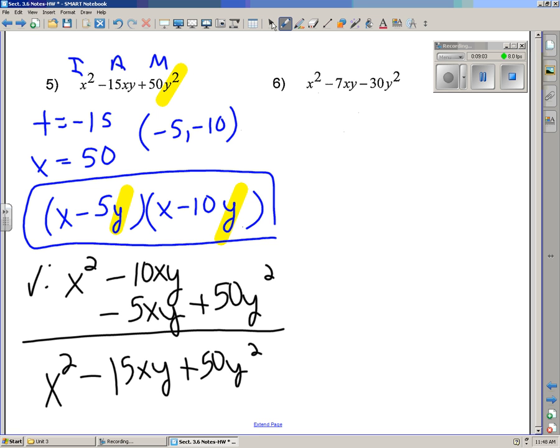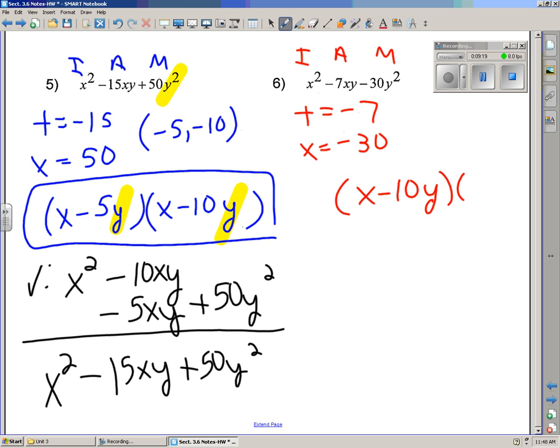Let's try this guy. Here I have to add to a negative 7. I have to multiply to a negative 30. If I think about the numbers that do that, it's going to be a negative 10 and a positive 3. So my parentheses will be x minus 10y and x plus 3y. Again, the y's have to go on the end because you do have that y squared on the end and the xy term in the middle.